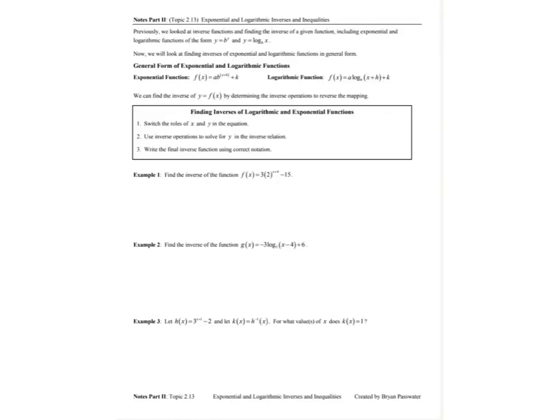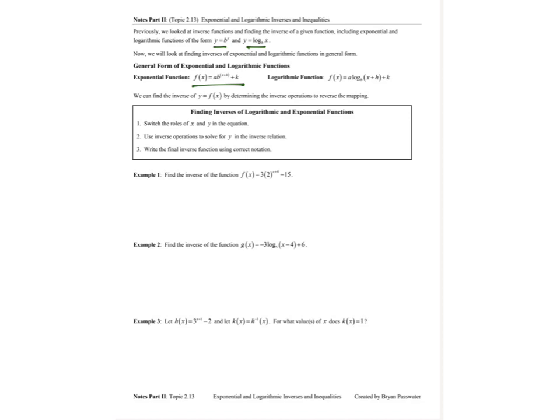All right. So this part of this lesson is about inverses, inverse functions. We've dealt with that before. It says previously we looked at inverse functions and finding the inverse of a given function, including exponential and logarithmic functions. We did that already. Now we'll look at finding inverses of exponential and logarithmic functions in general form. So not just parent functions, cute little b to the x or log base b of x, but really complicated a times b to the x plus h plus k.